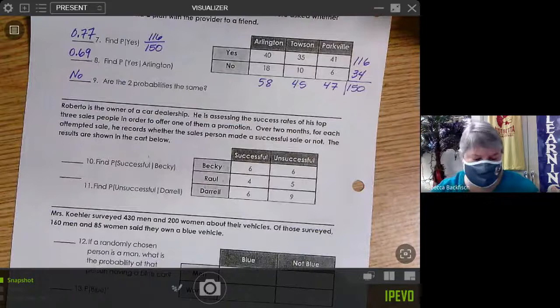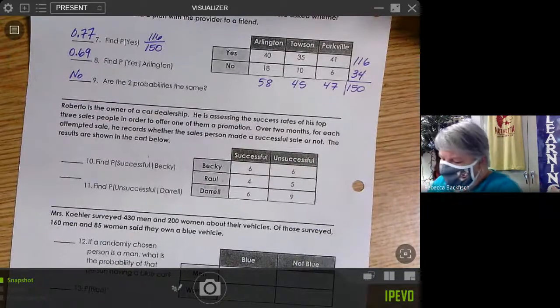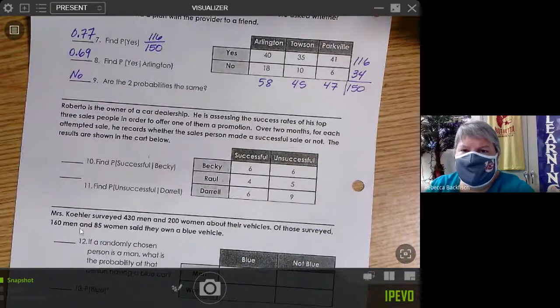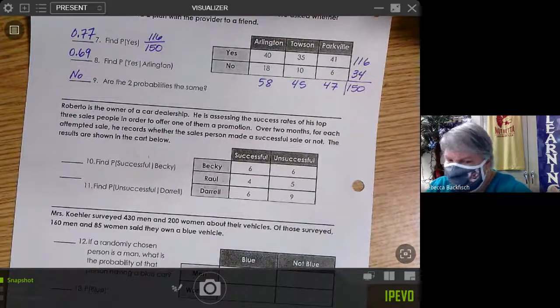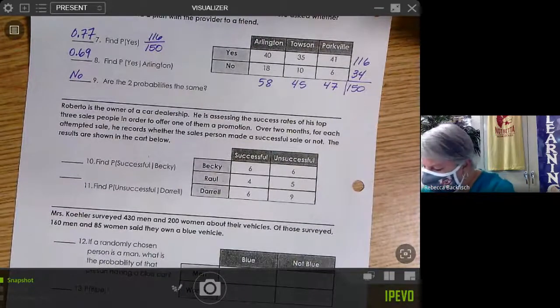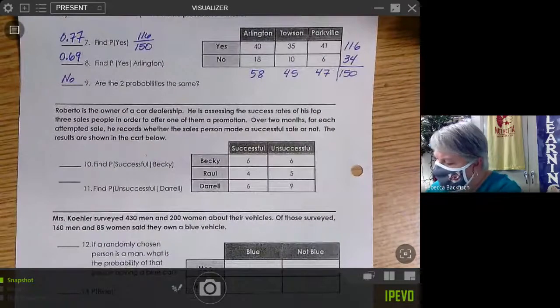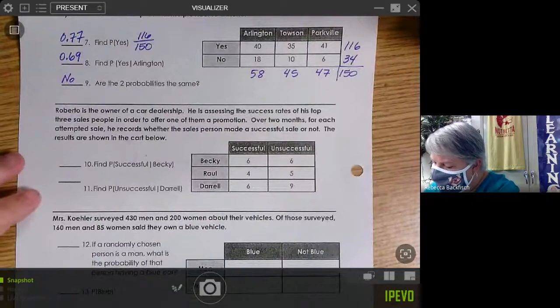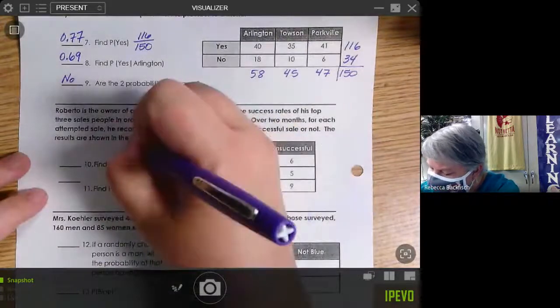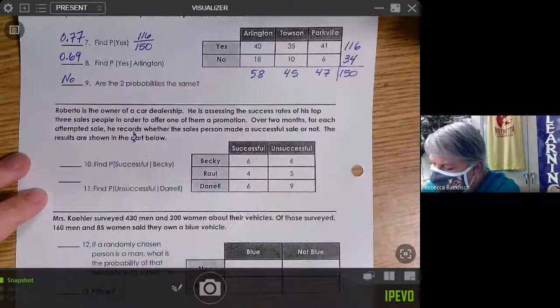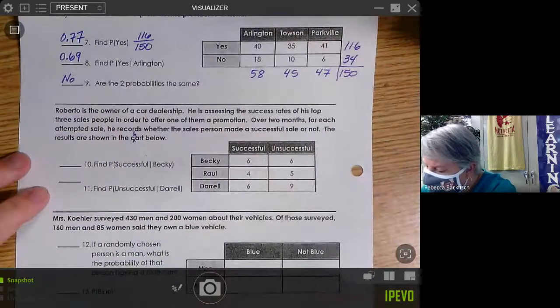Okay, let's talk about Roberto. Roberto is the owner of a car dealership. He is assessing the success rate of his top 3 salespeople in order to offer one of them a promotion. Over 2 months for each attempted sale, he records whether the salesperson made a successful sale or not. The results are shown in the chart below. In the chart below, find the probability of being successful given that you're Becky.